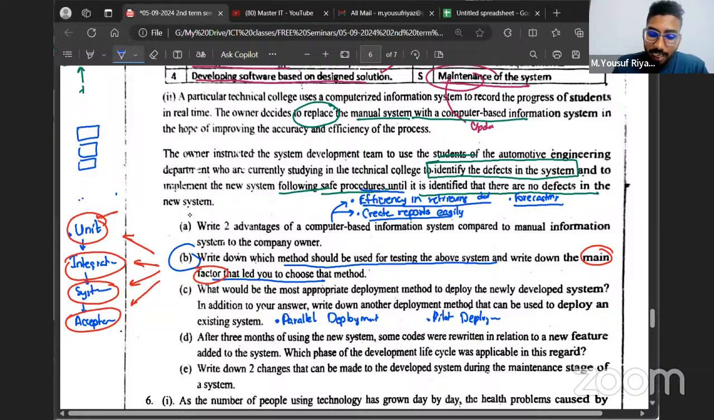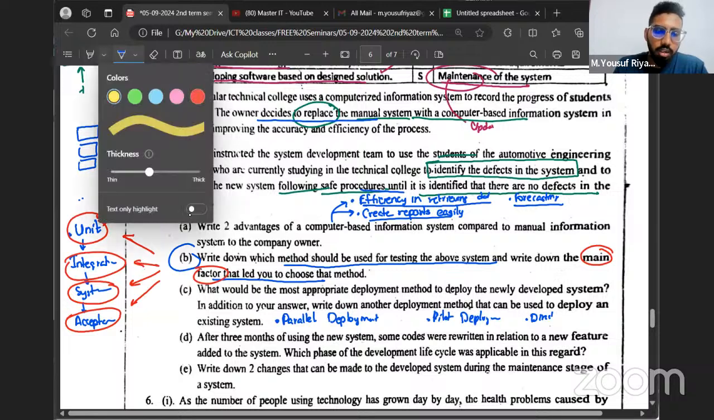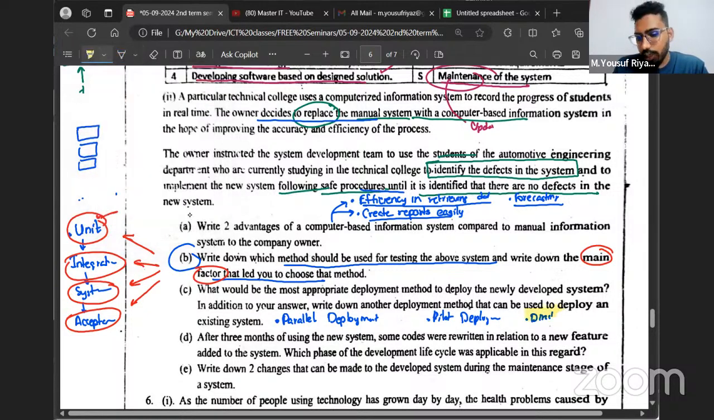You can even say direct deployment. If you're using direct deployment, it's better because the owner decided to replace the manual system, which means the owner does not want the old, manual system, right? So even direct deployment you can take, correct. But phased deployment is not suitable here. You can mention any of the three here, but not phased.